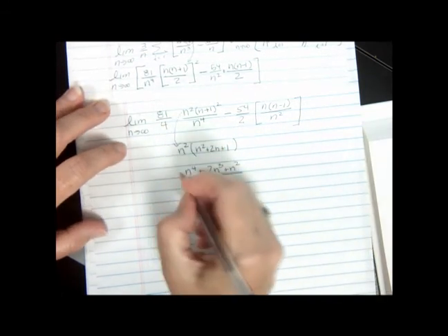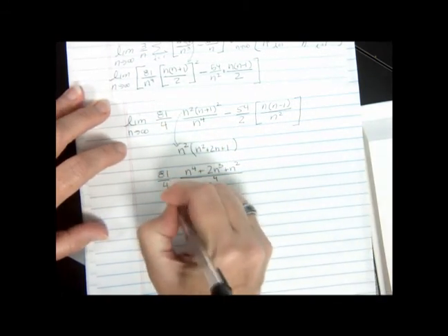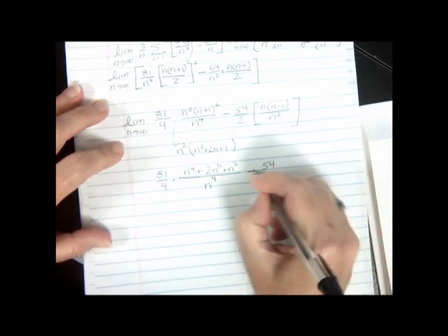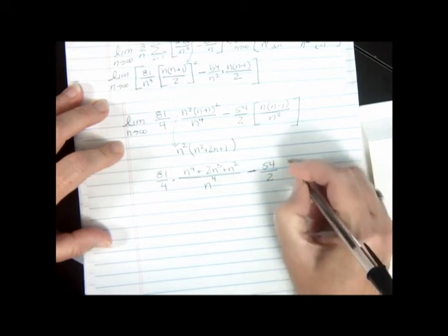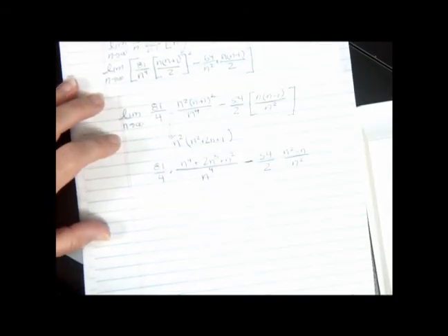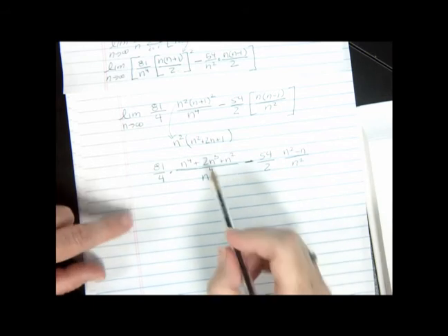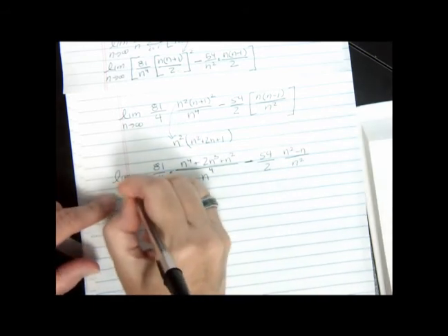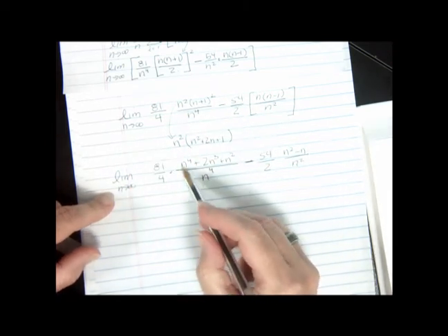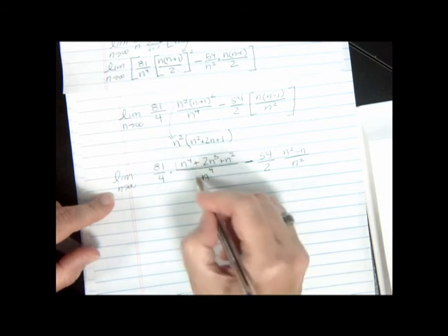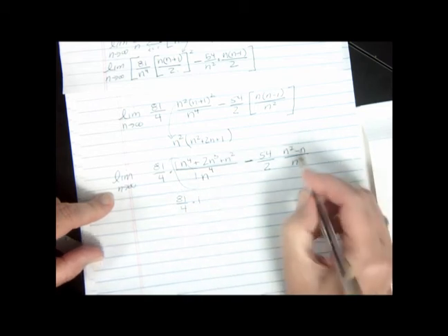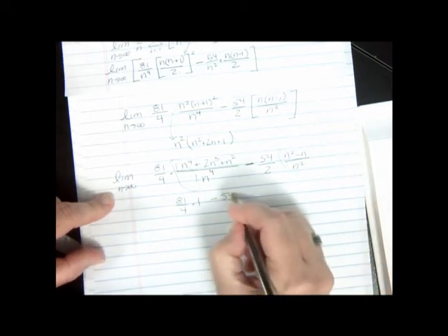I still have my 81 over 4 on the outside. That didn't go away. Over here, let's do the same thing. Oh, this is minus, and I have n squared minus n over n squared. Hopefully all of you are looking at that going, I know that when I take the limit as n approaches infinity of this rational expression, if the degrees are the same, it's just going to be what's in front. So it's just going to be 81 over 4 times 1, and this is going to be 54 over 2 times 1.